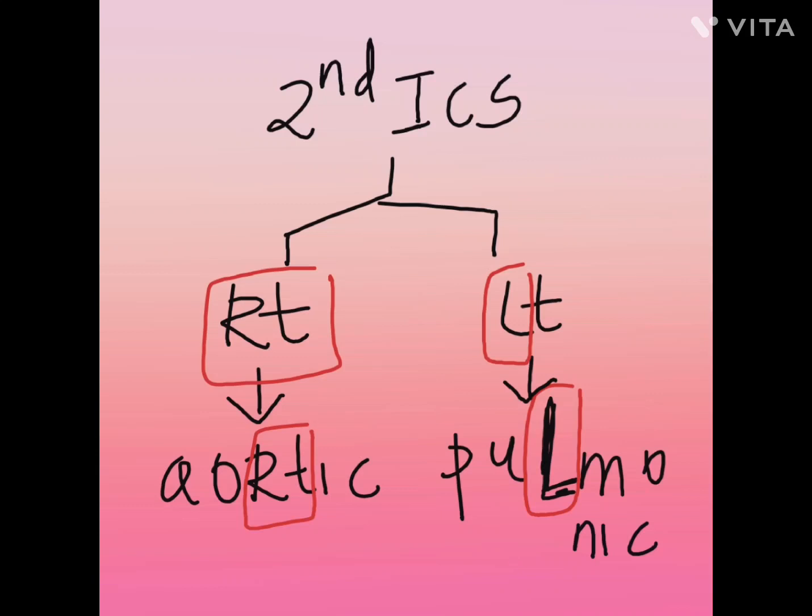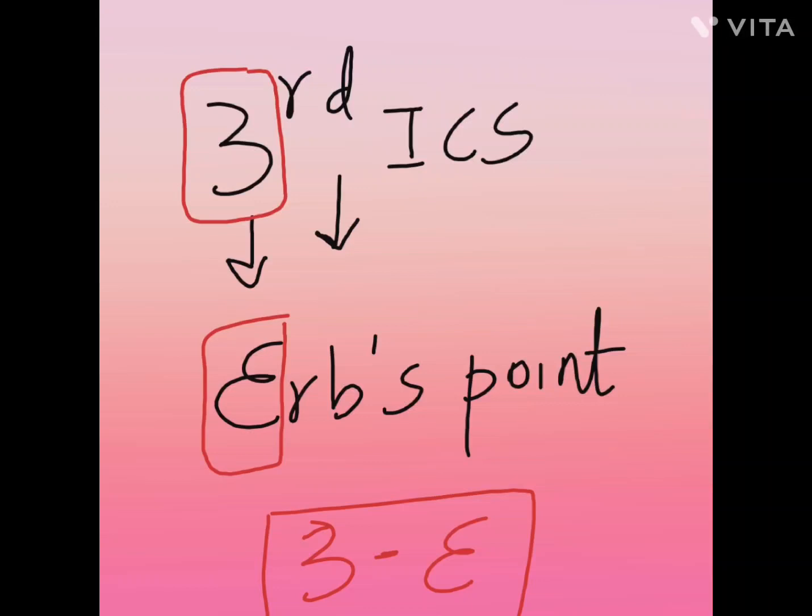Coming to the second intercostal space, you have on the right side and the left side of the sternal border. So RT is aortic on the right side and L for pulmonic on the left side. Then comes the third space, which has E, that is Erb's point. 3 looks like E. So second and third spaces are done now.